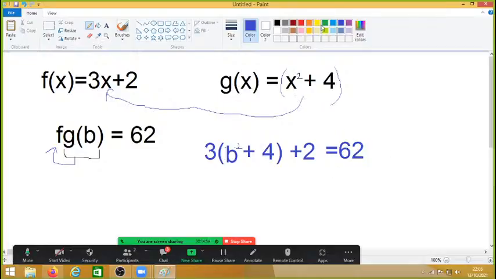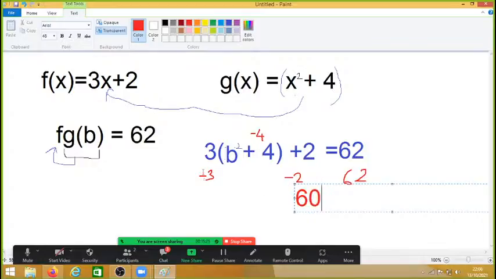And I can use inverse operations here. I can start with 62 and I can do the opposite of everything. So firstly, I can take off a 2 and I can divide by a 3 and I can take away the 4. Order is very important here. We're working outside in. So starting with the 62, take off the 2 and that'll get me 60. Then divide by 3 and that'll get me 20. And then take off 4, 16.